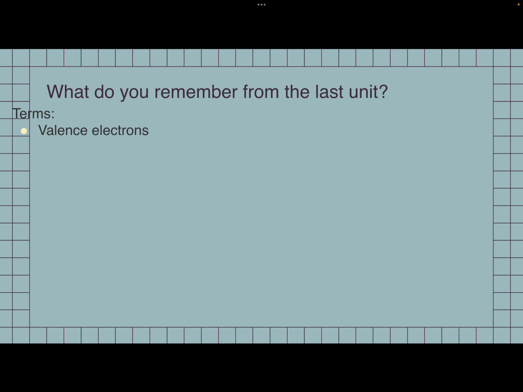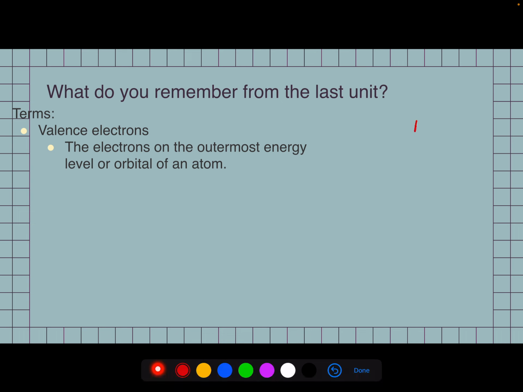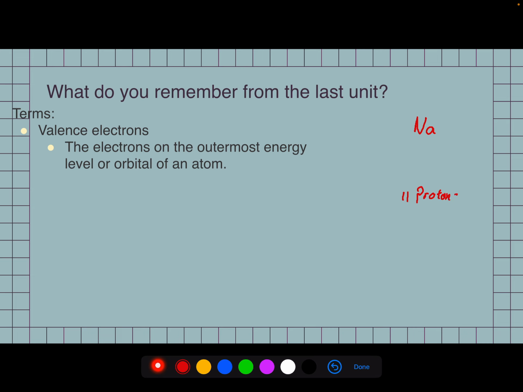So our first one we're talking about is valence electrons. Okay, so find valence electrons in your vocabulary, and then when you do, we're going to be writing down this definition here. This definition is the electrons on the outermost energy level or orbital of an atom. So let's say, for instance, that we have sodium. So sodium is element Na, okay? It has 11 protons and 11 electrons.